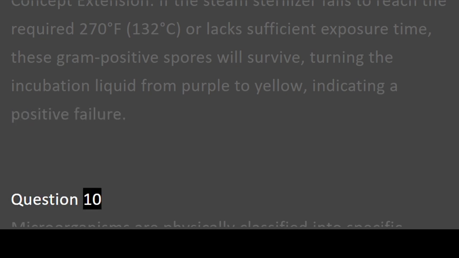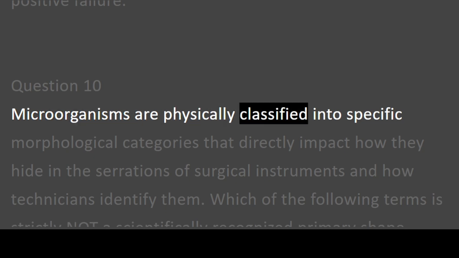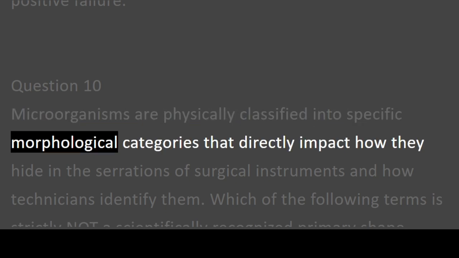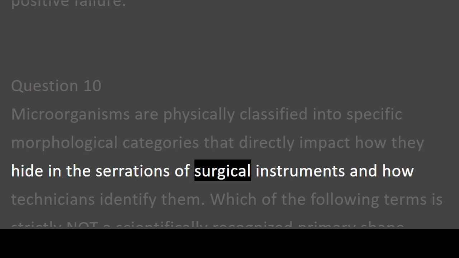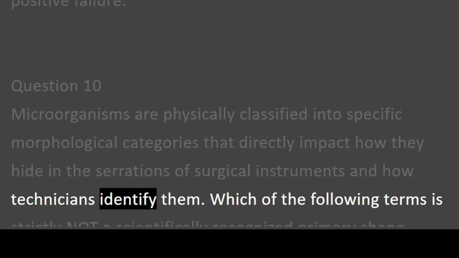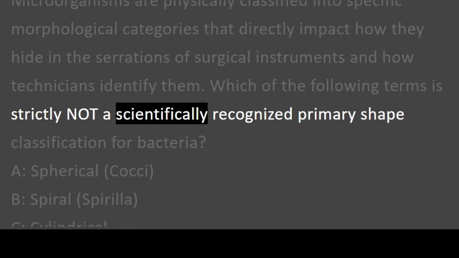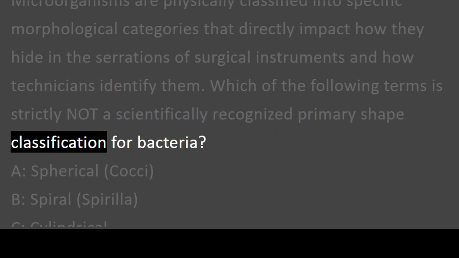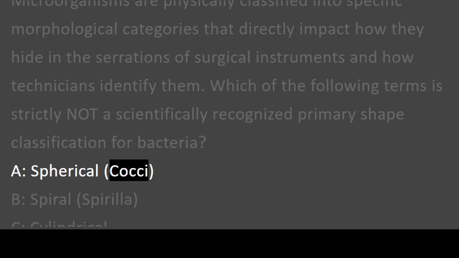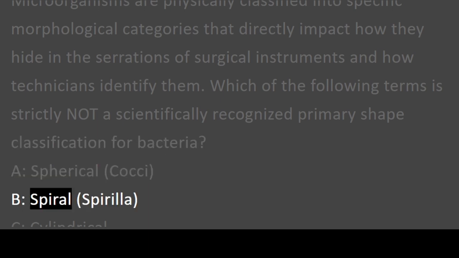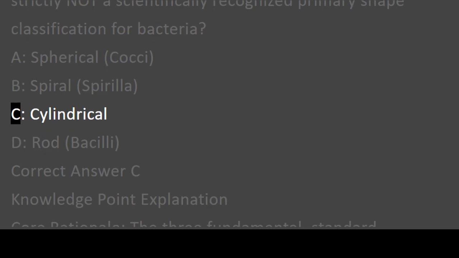Question 10. Microorganisms are physically classified into specific morphological categories that directly impact how they hide in the serrations of surgical instruments and how technicians identify them. Which of the following terms is strictly not a scientifically recognized primary shape classification for bacteria? A. Spherical, cocci. B. Spiral, spirilla. C. Cylindrical. D. Rod, bacilli.